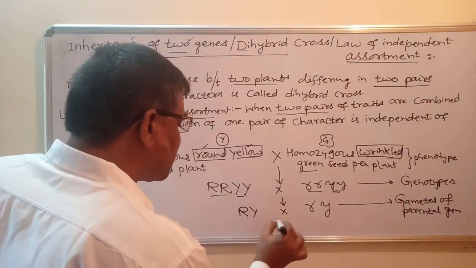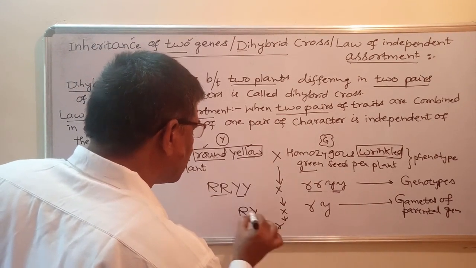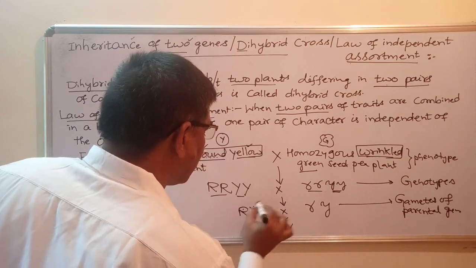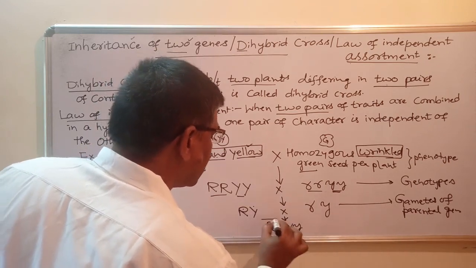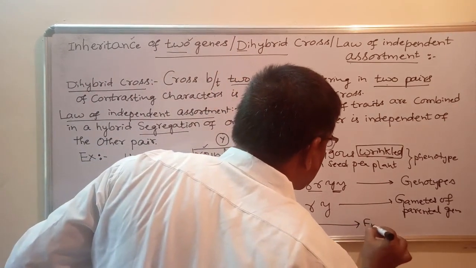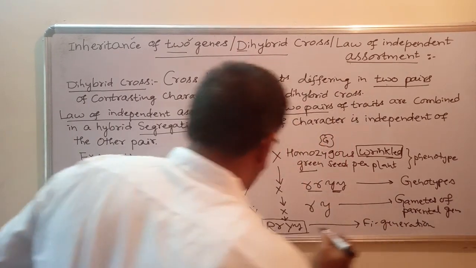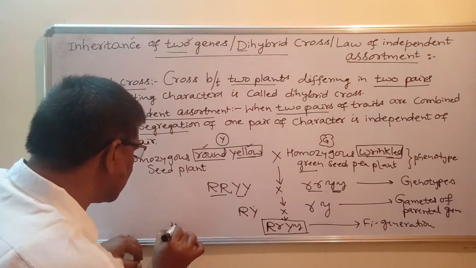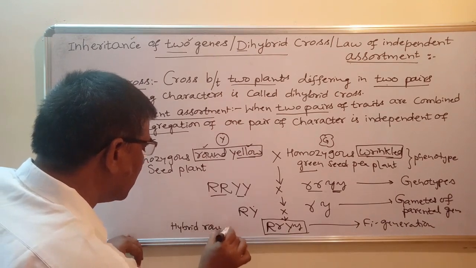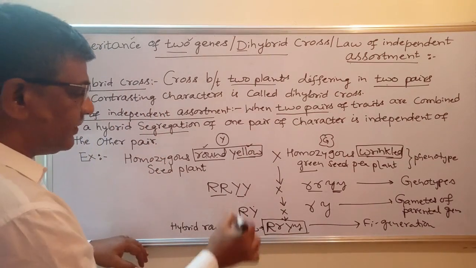Now after crossing these two, we'll get capital R, small r, capital Y, small y. So we'll get the F1 generation like this. These are called F1 generation plants. All F1 plants are hybrid round yellow seeded only. So in this way we can cross here.